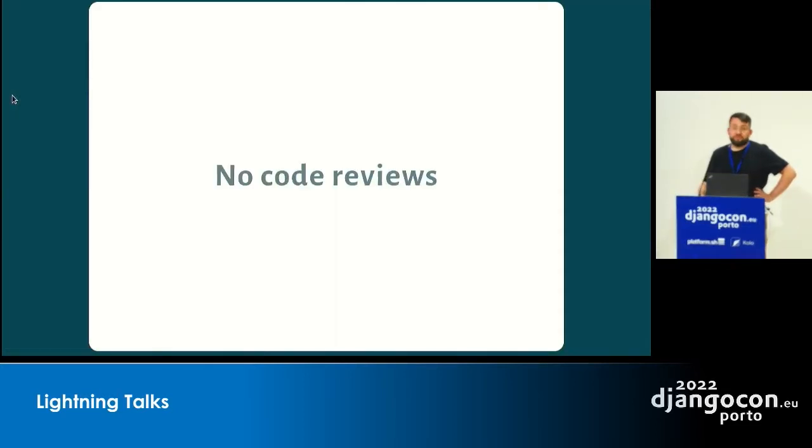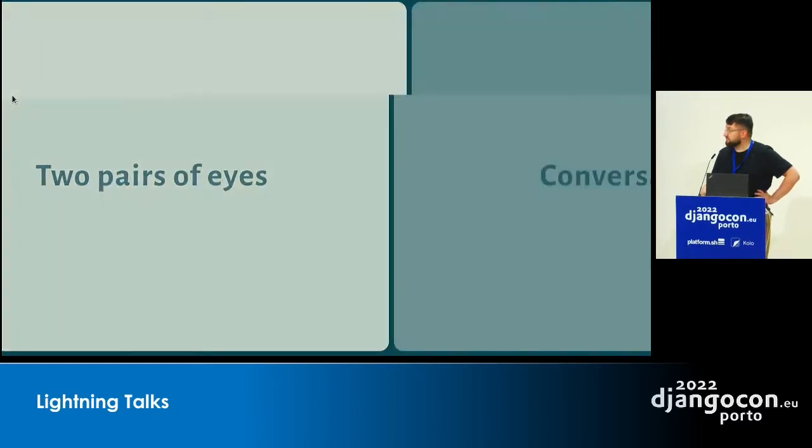So no code reviews. That's an important part of what we are doing. There are no code reviews because there is no need for code reviews. On the other hand, you may tell that you are doing code review all the time when you are doing pair programming. So we have two pairs of eyes looking at the code all the time, and it's easier to spot problems with two pairs of eyes.